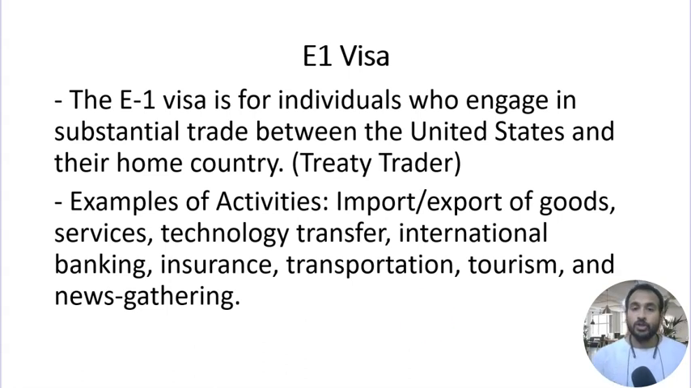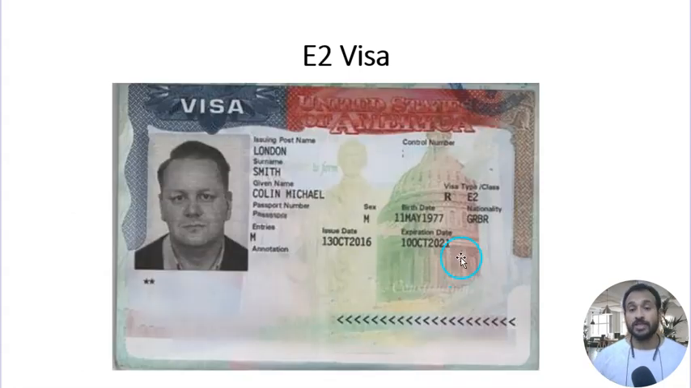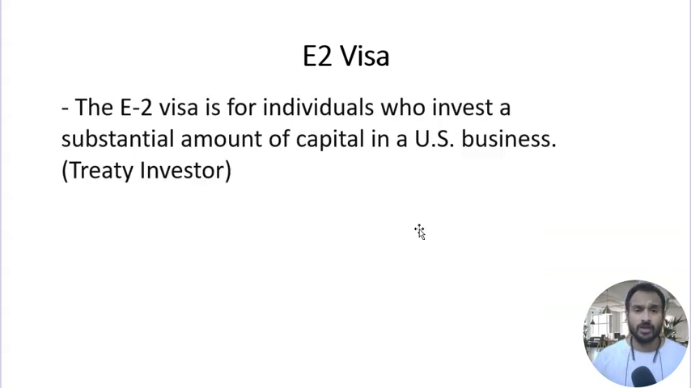E1 is generally given for 2 years initially, and it can be extended at any point of time. There is no expiration because it's everything to do with the business, not the job. And there is a category E2, and this visa looks something like this. So what is the E2 visa? E2 visa is generally called treaty investor. The individual who invests a substantial amount of capital in a business in the US is called a treaty investor.